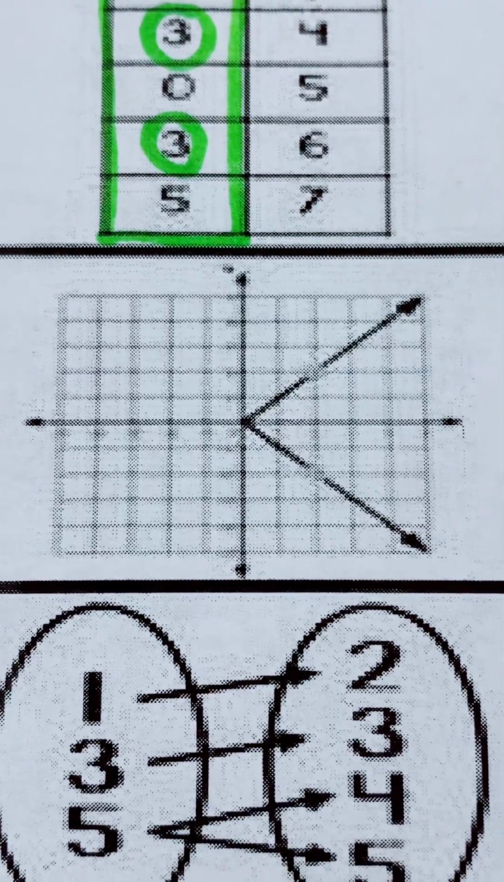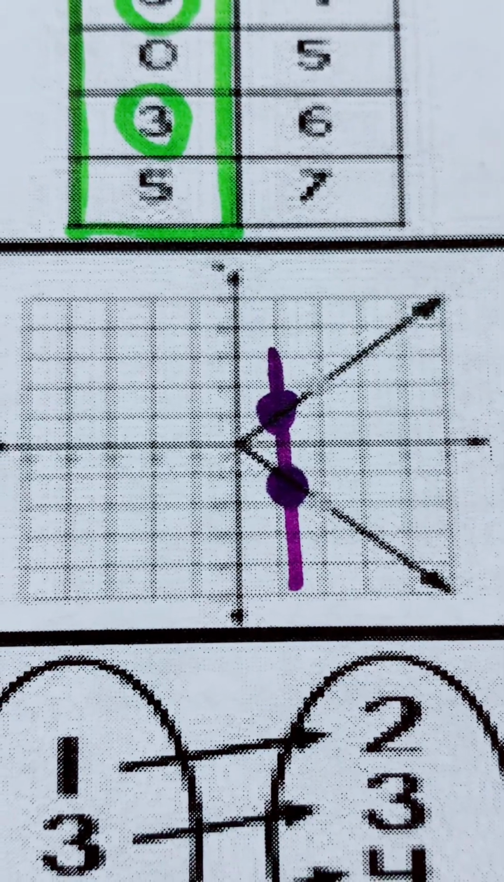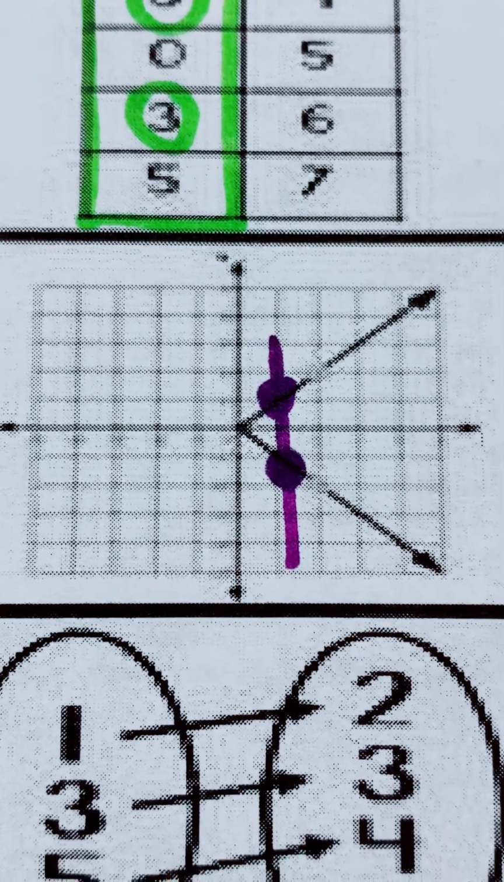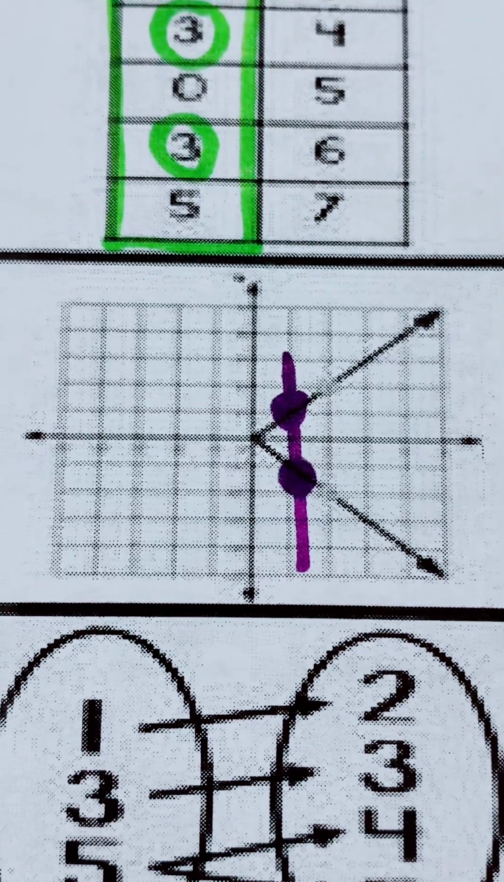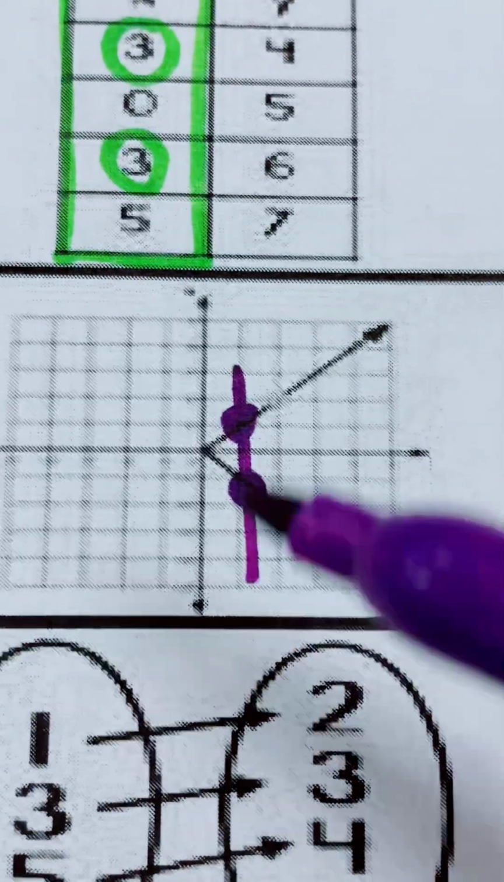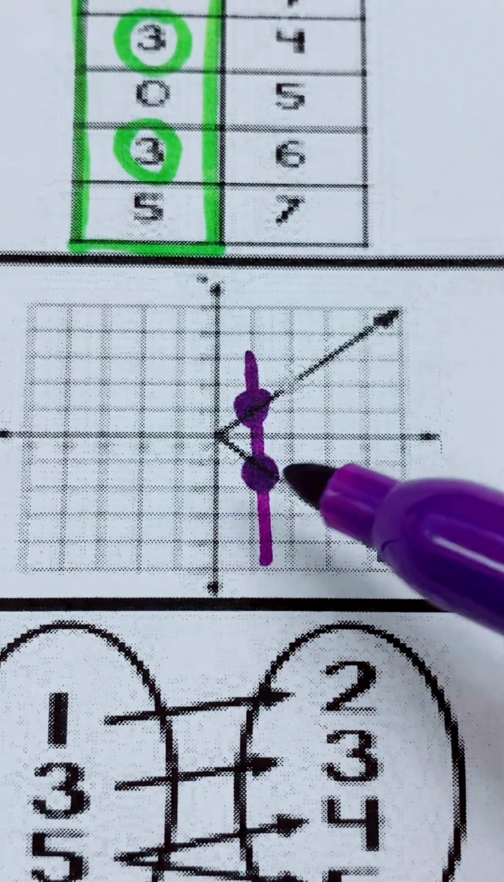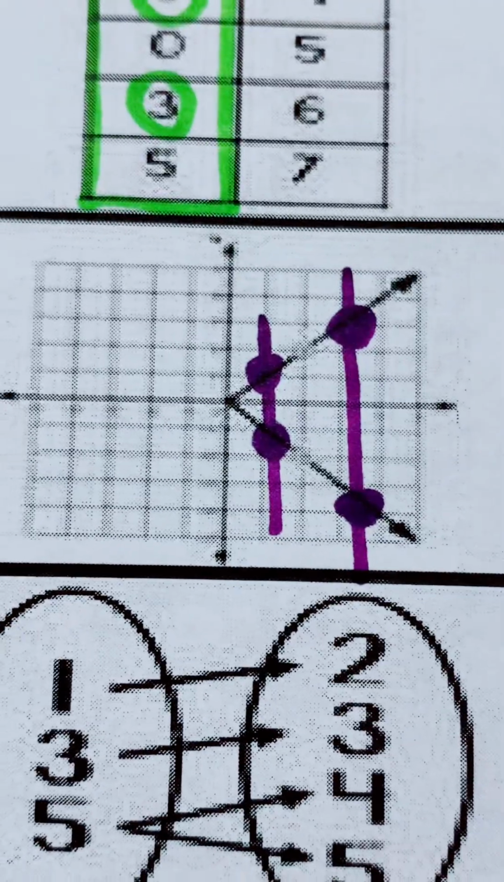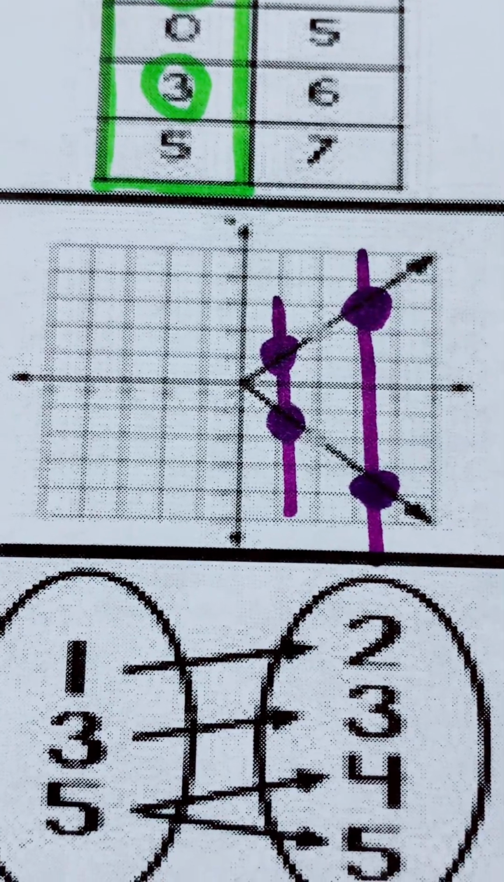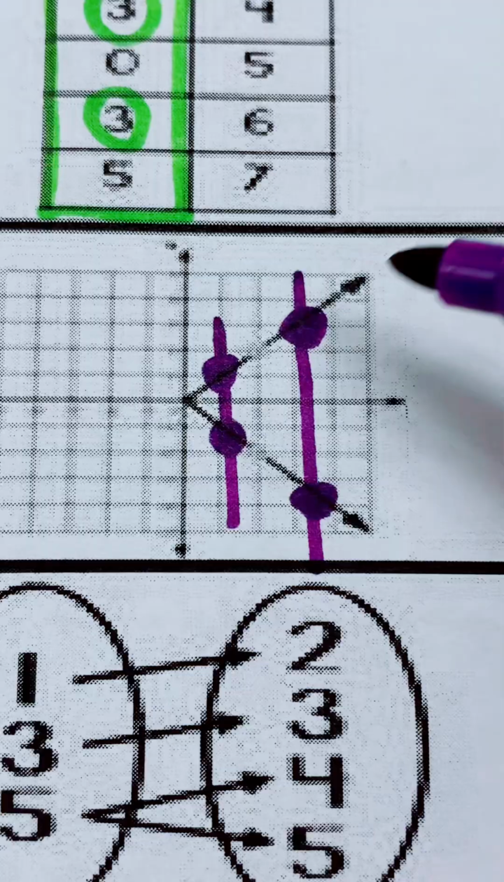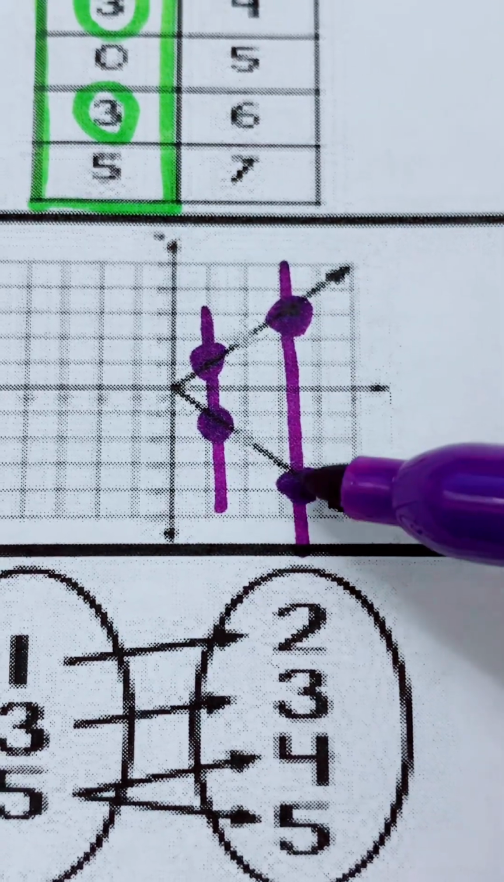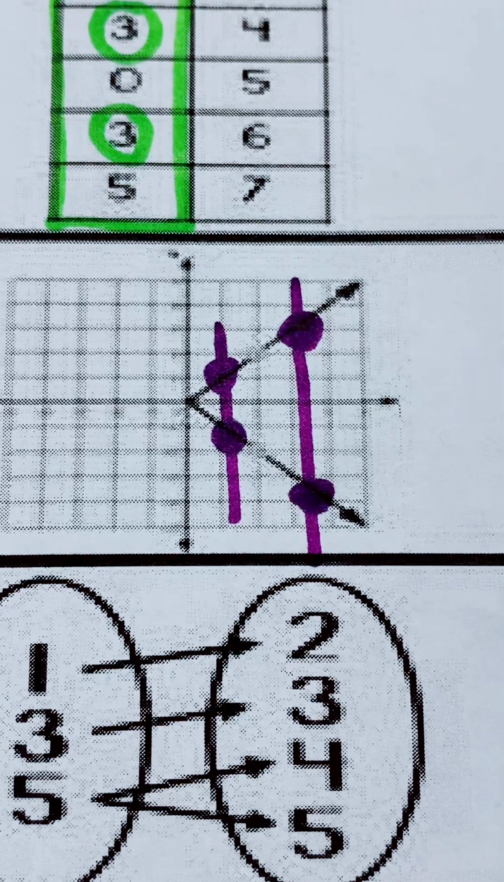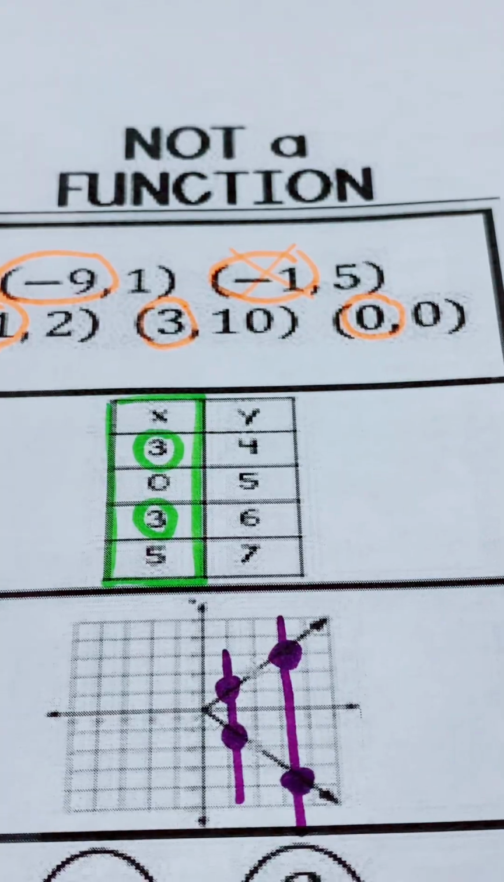Let's look at this graph. Drawing a vertical line, test number 1, I hit the graph in 2 spots. 1, 2. If I do a second test on this graph, you can see that I hit again at 2 spots. That means this graph, not a function.